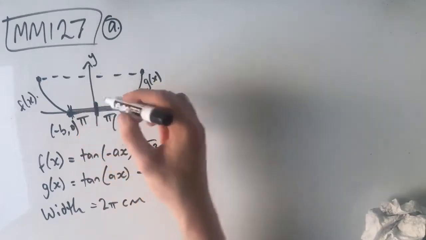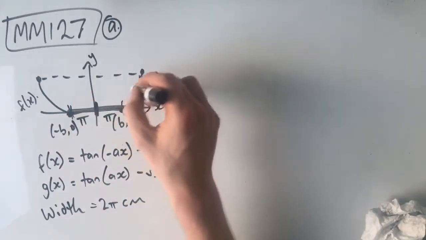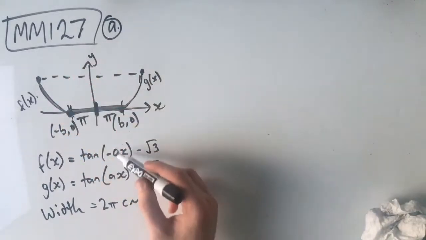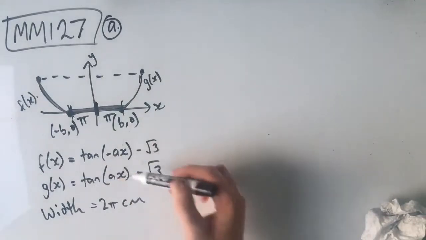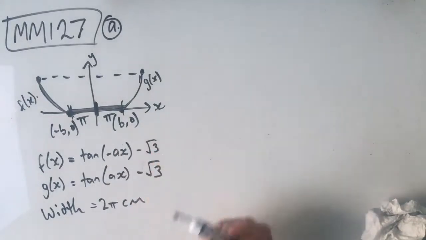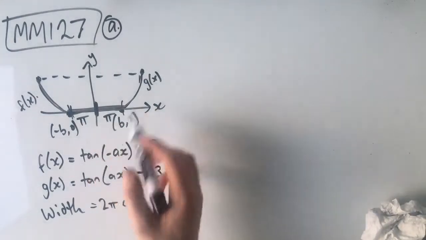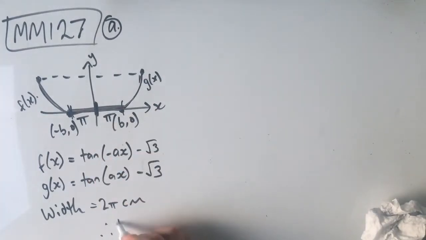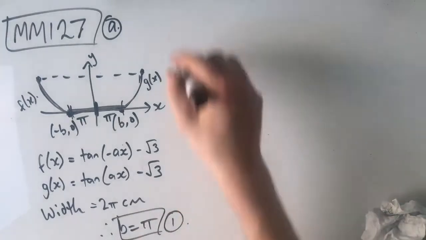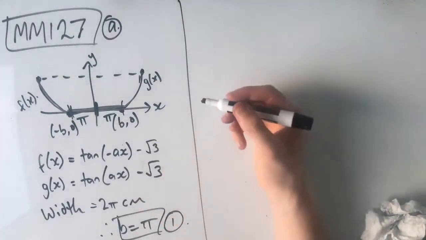right? Because these two graphs are symmetrical about the y-axis, and you know that because they're both the same, except this one is a negative, this one's a positive. So really all you have to say here is that it's symmetrical about the y-axis, and therefore b equals pi. So your first mark comes there, and what we're doing now is finding our a value.